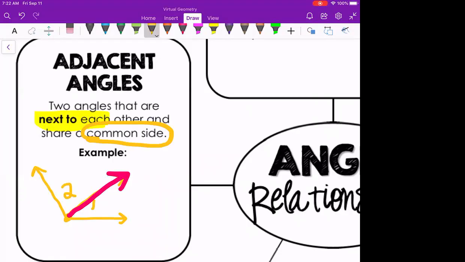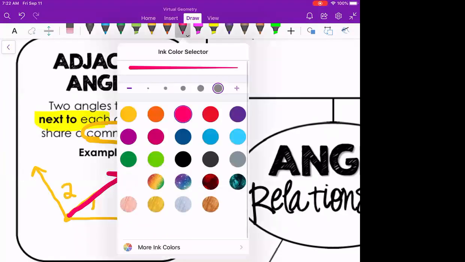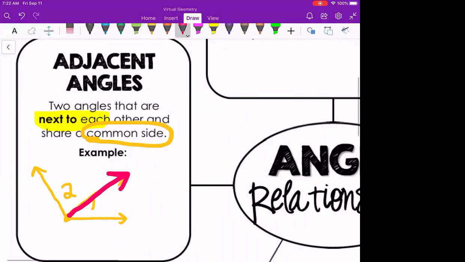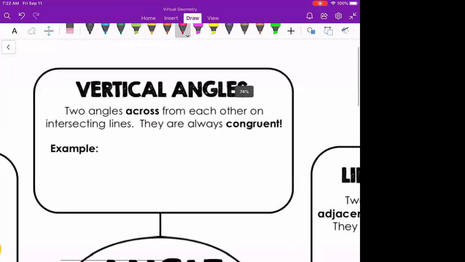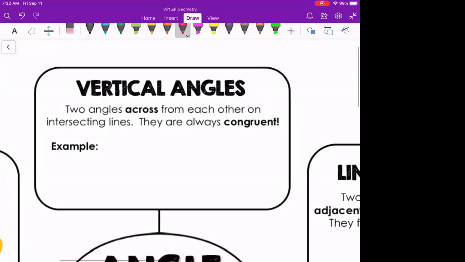So let's move right along. Let's keep going up and over to the right. And let's look at our next major relationship, the vertical angle. Vertical angles are very specific because we need certain things to happen. First thing we need to have is intersecting lines, so two lines that cross each other. So there's my first line and there's my second.